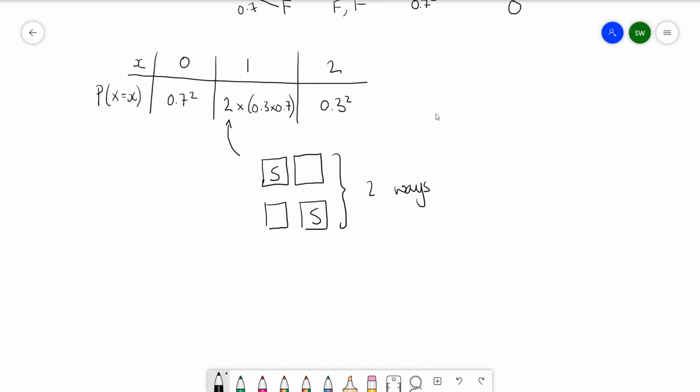Well, obviously that's really easy to work out when we've only got 2 trials, but it's going to be more complicated when we have more trials. So the way that we want to think about this is we've got 2 trials and we want to choose one of them to be a success. So that's 2 choose 1, and that does give you the answer 2.